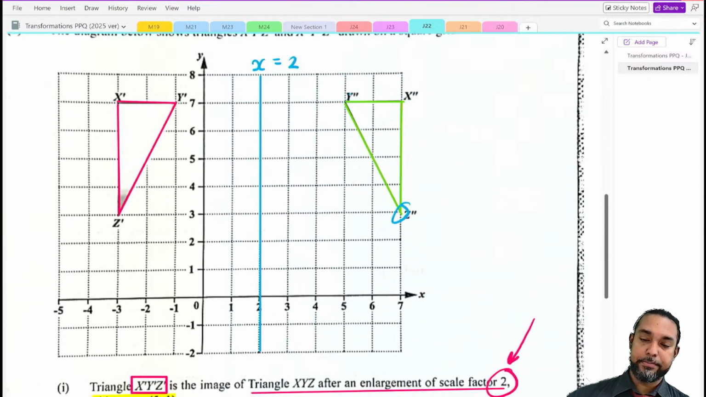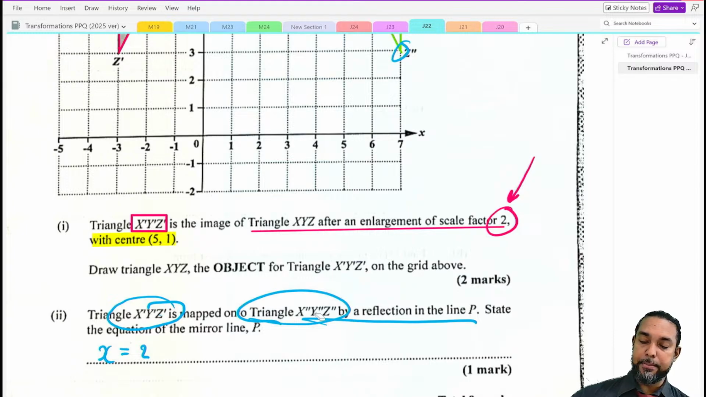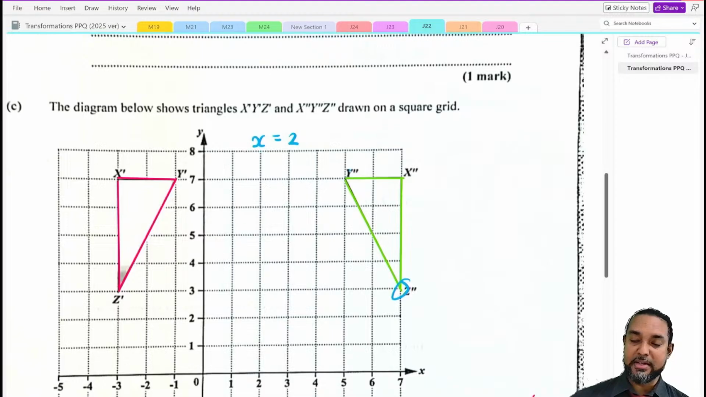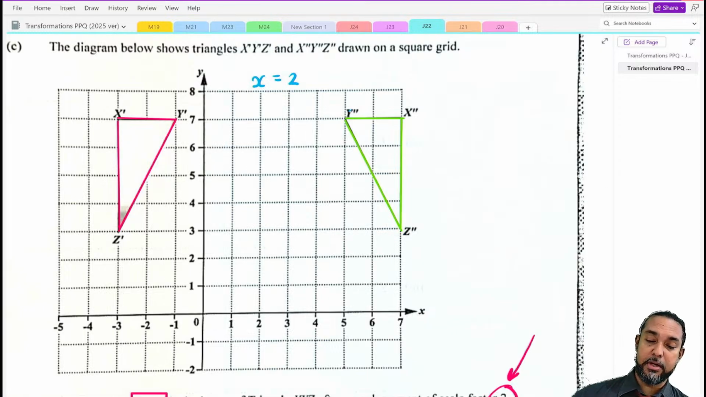All right, so one more time. They're telling us that the pink triangle is mapped onto the green triangle by reflection in the line P. State the equation of the mirror line P. All right, cool. The mirror line must lie exactly halfway between the image and the object, right? So how we could do that is we could count the spaces between two corresponding points, right? So you have 1, 2, 3, 4, 5, 6, 7, 8, 9, 10. Half of which is 5.